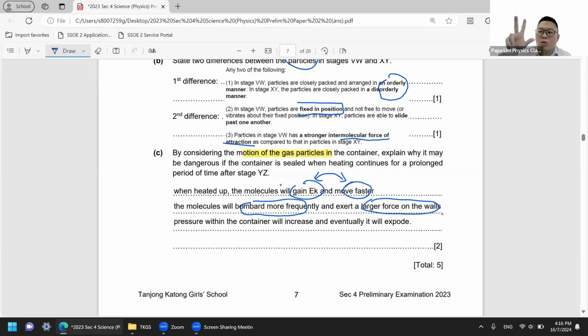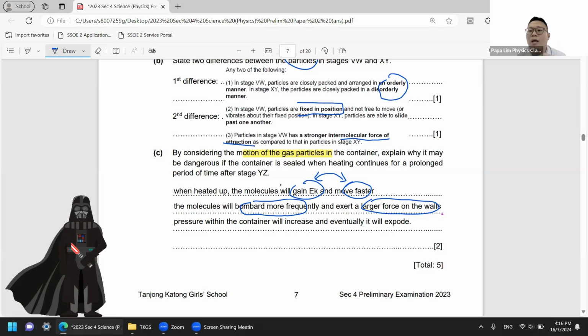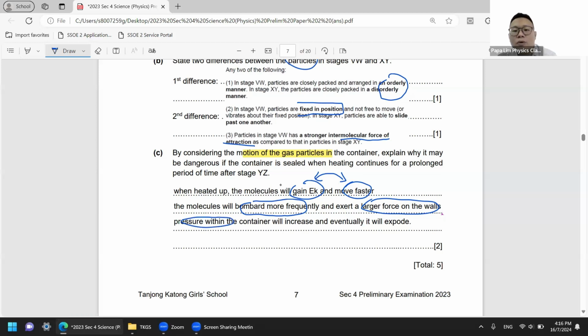And after that, you have more collisions. And eventually, what's the final outcome? Number 4, a larger force will be exerted onto the wall itself. And with a larger force, it will mean that the pressure in the container increases and eventually it will explode.